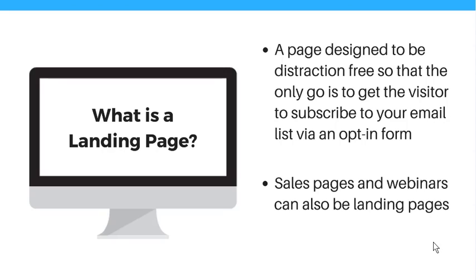So to start off, what is a landing page? It's basically a distraction-free page that somebody lands on with the only goal being to get that visitor to subscribe to your email list via an opt-in form. Or the other version of the landing page is a sales page or like a webinar registration page. So it's just one website page and it's got one goal.